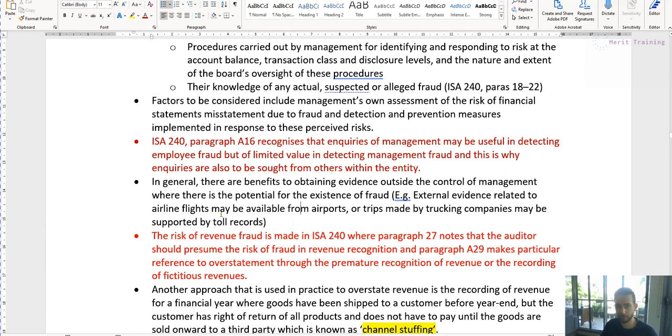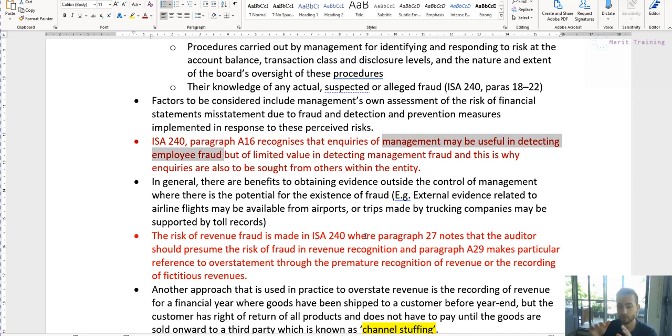Okay, so the key point here is that management may be useful in detecting employee fraud. So you can ask management about do you think there's fraud by like your senior accountant or your senior payroll officer. But it's not a lot of value if management itself is committing fraud, which makes sense because if they're going to commit fraud, they're going to tell you the wrong thing. They're not going to bring it up to your attention. They might make excuses for things going on, and they have power. So they have power to intimidate people. They have power to hide things. They have the power to cover up things.